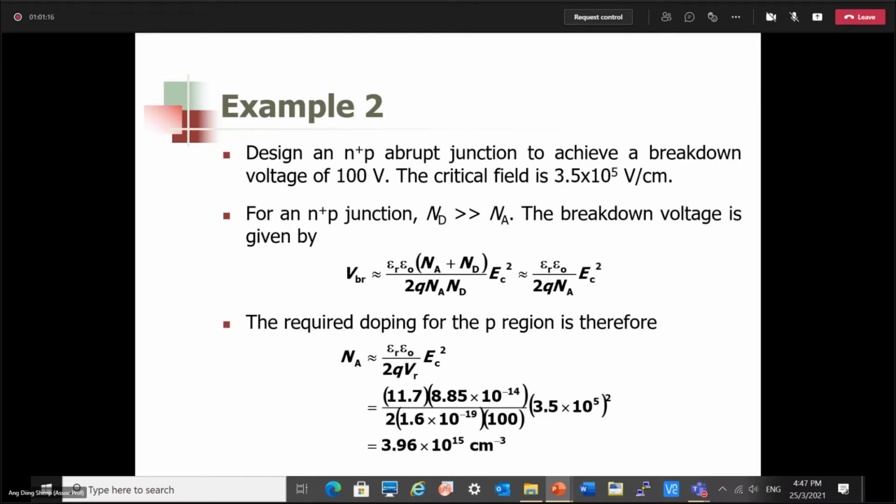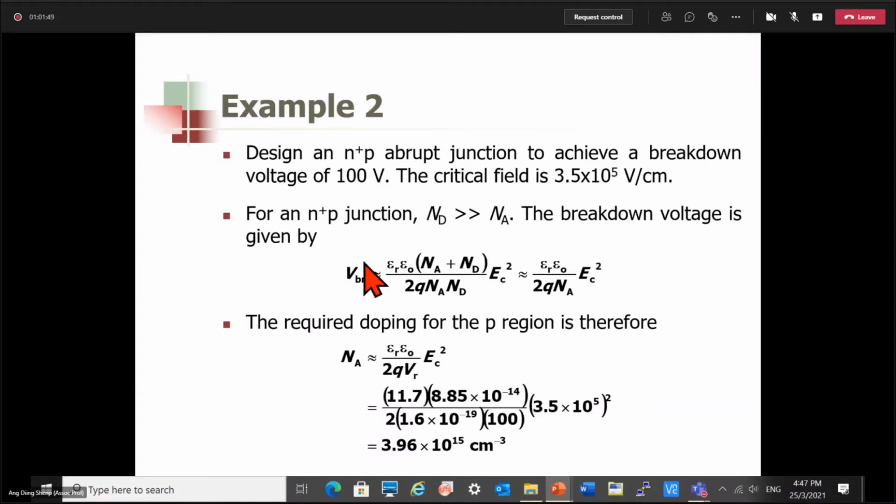Now in example 2, you're asked to design an N plus P abrupt junction to achieve a breakdown voltage of 100 volts, given the critical electric field. N plus P is a junction where the doping on the N side is much higher than the doping on the P side, at least 10 times or even higher. So for an N plus P junction, a possible approximation can be made, since ND is at least 10 times or more higher than NA.